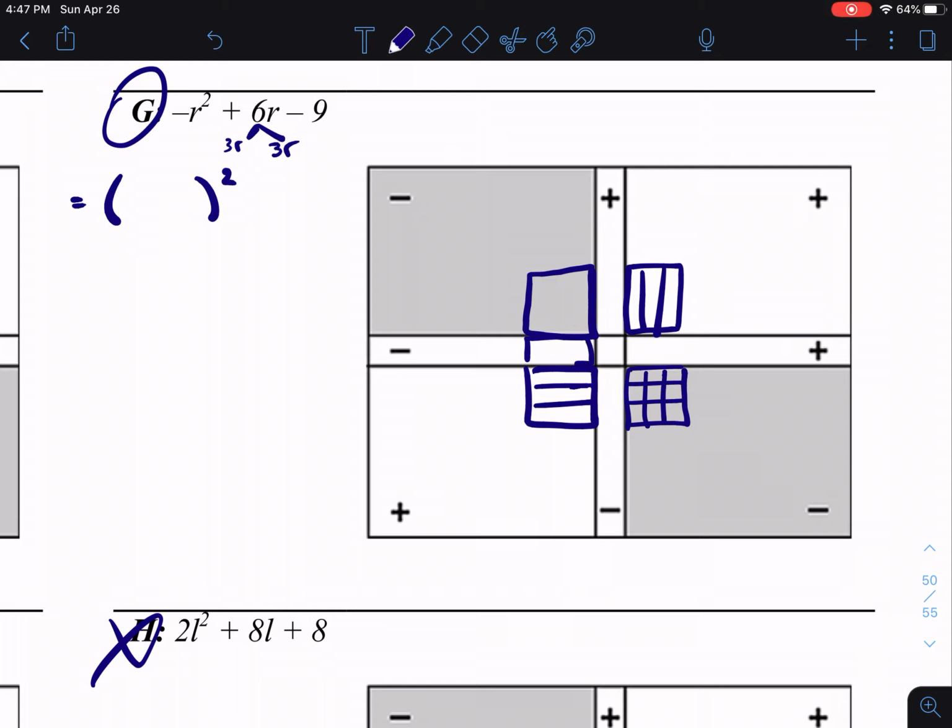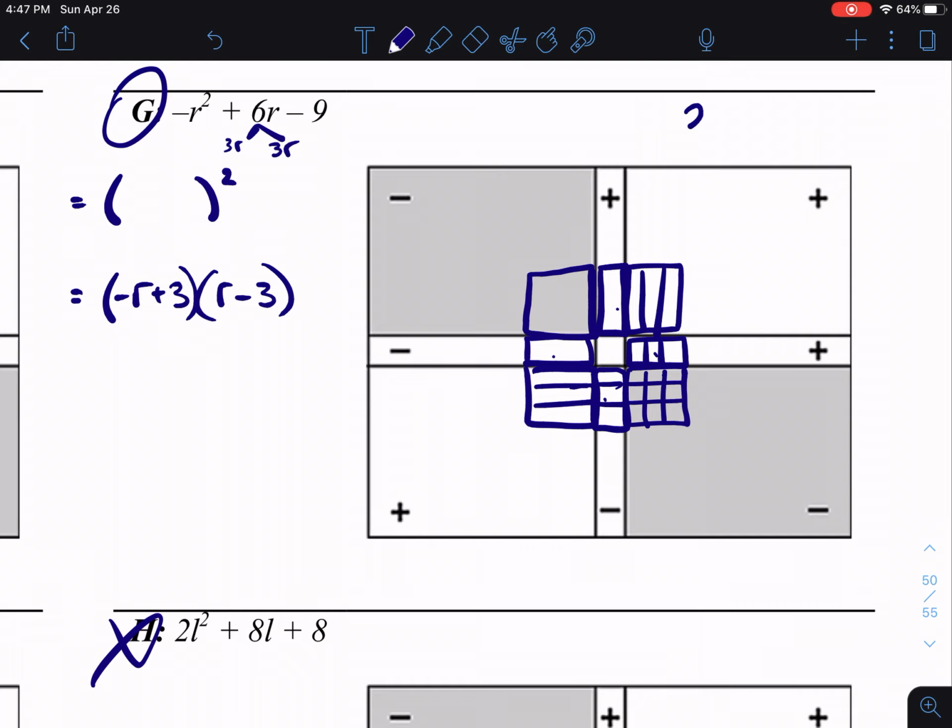Well, on the horizontal, we have -r plus 3. And on the vertical, we have +r minus 3. So we have -r plus 3 times r minus 3. Well, notice that the distance, the actual length, is exactly the same. It's just they're opposites of each other, right? Where the r is positive in the vertical, it's negative on the horizontal. Where the 3's are negative in the vertical, they're positive in the horizontal.